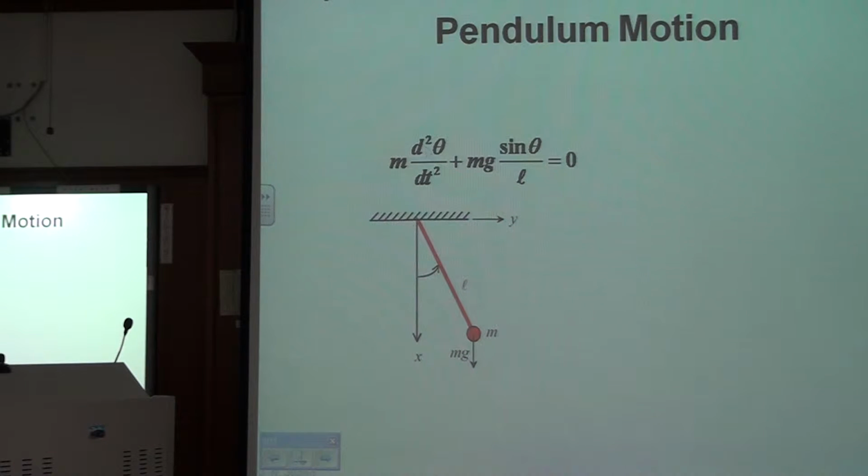M d squared theta divided by dt squared. The theta is this angle, that's from x to L. That's the angle. This is the theta. And then plus mg, M is the mass, g is gravity, sine theta divided by L equal to 0. That's without external force except the gravity force. Then this is the equation of motion. I think you all know this equation of motion now.